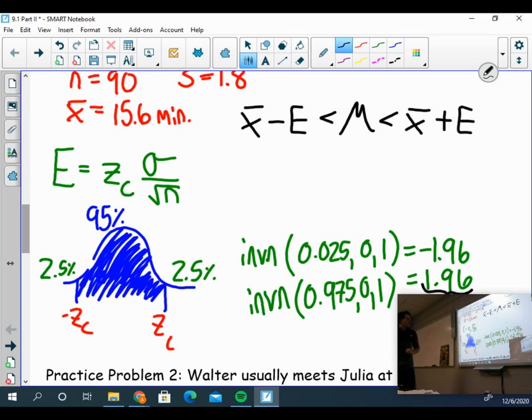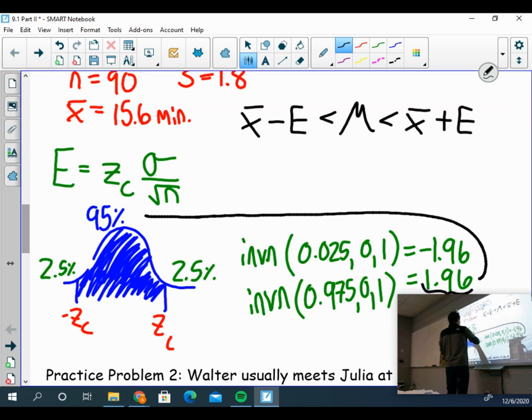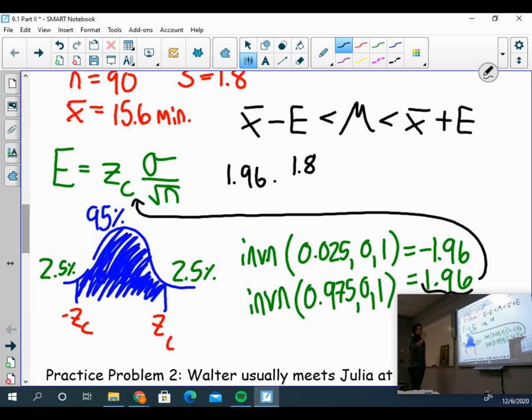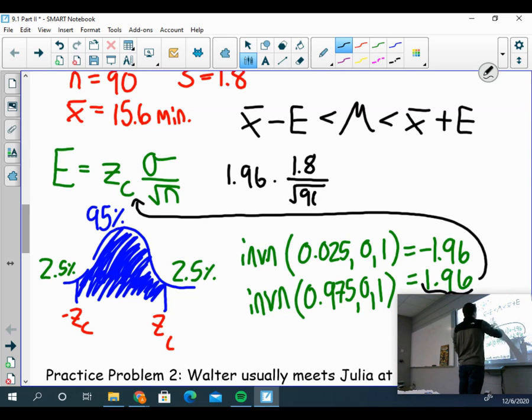But we're not working with the standard normal curve here. We're working with Julia's data. So we take that critical value times the standard deviation. Now we don't know the population standard deviation, but we can use the sample standard deviation in place of it. And we divide by the square root of the sample size.